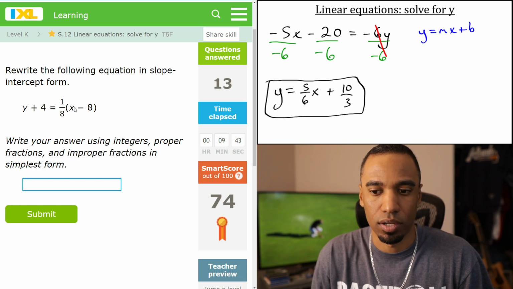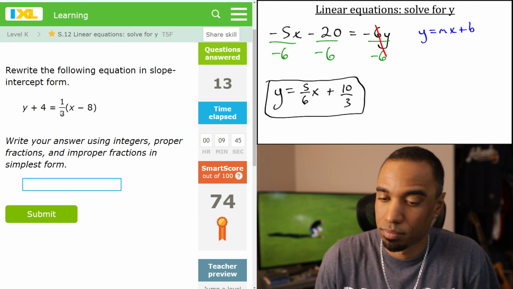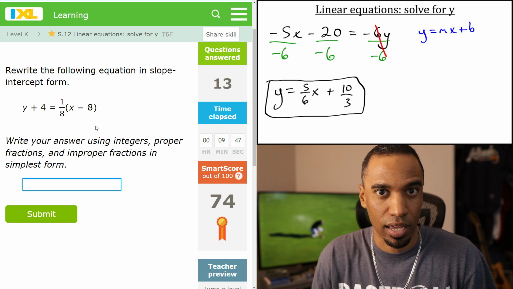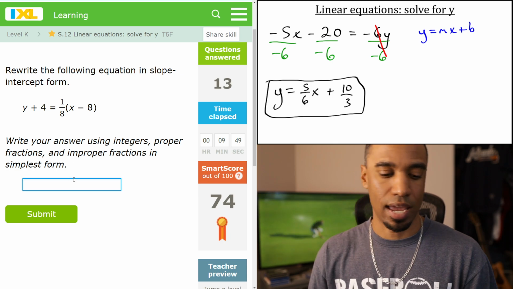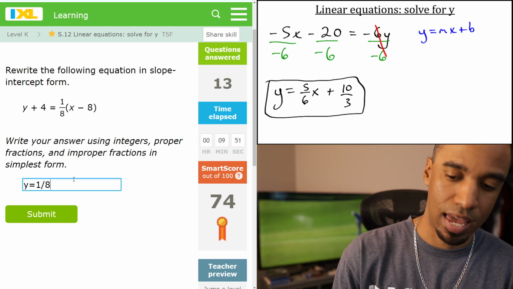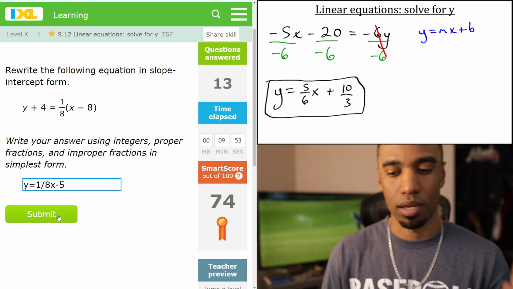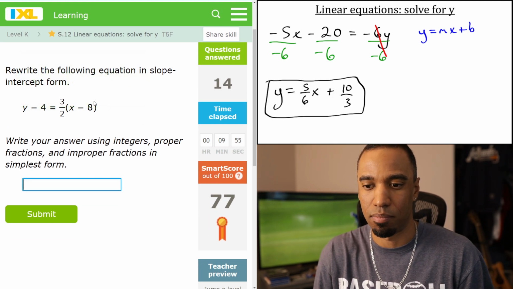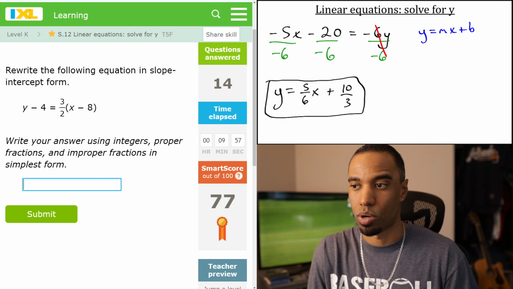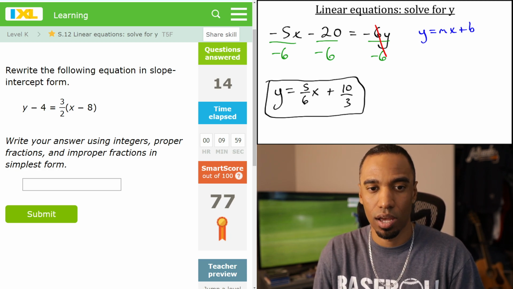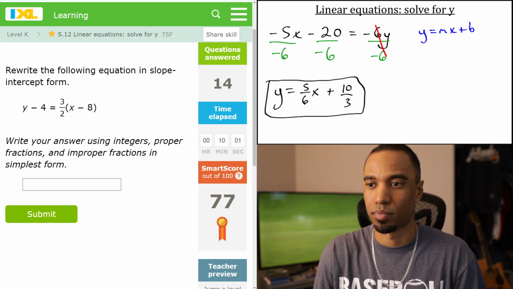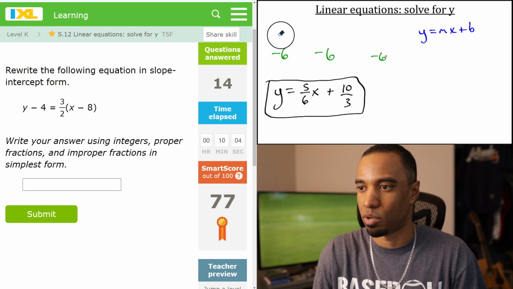I guess they'll shuffle it. 1/8 of negative 8 is negative 1. Subtract 4 from negative 1 and get negative 5. So y equals 1/8 x minus 5. Sorry, I'm still going to kind of blister past those as long as they give me ones like that. This one's a little different, so I'll write it down. 3/2 of negative 8. All right, 3/2 of negative 8. Here we go.